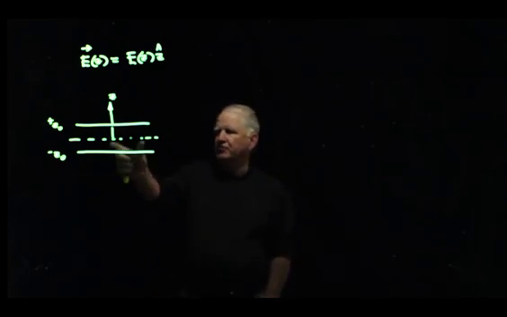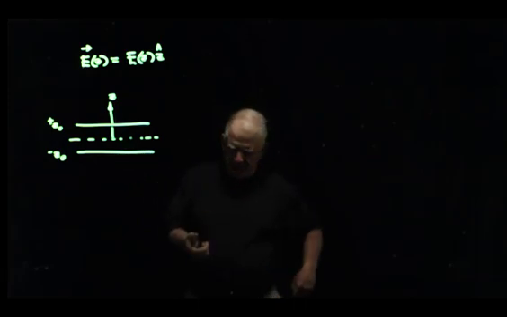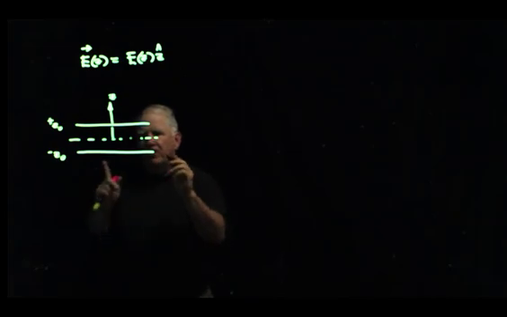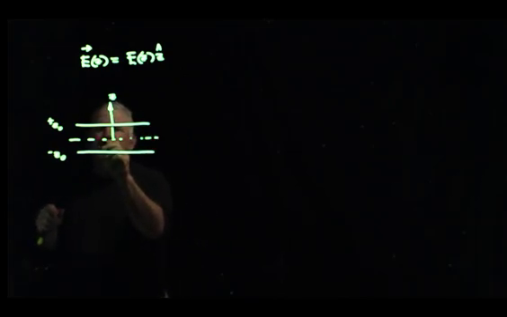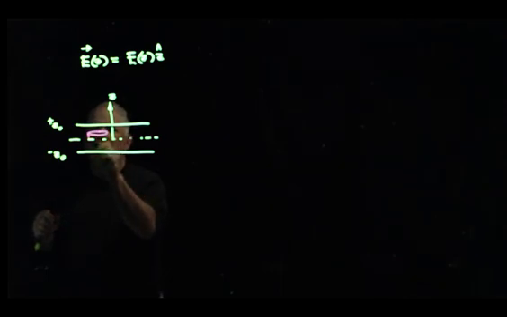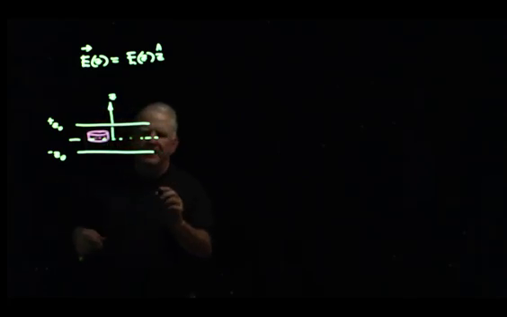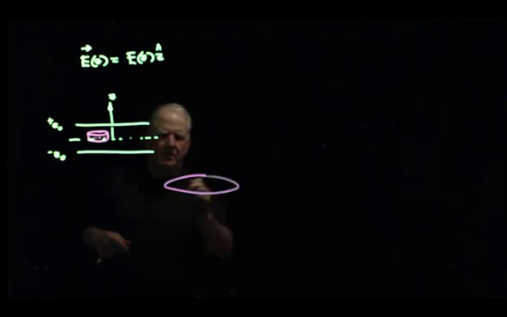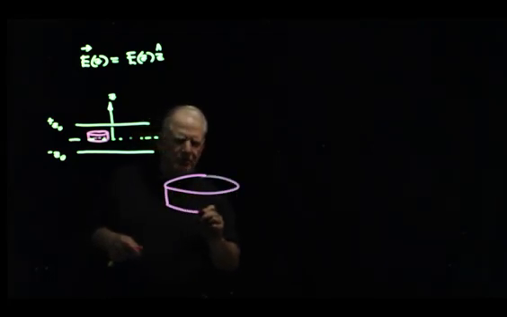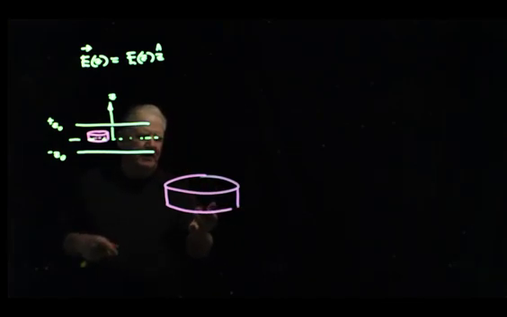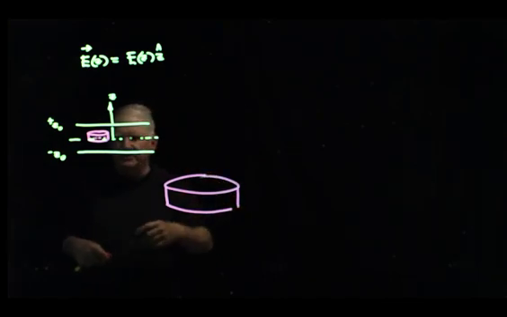This problem asks for the field interior to the slab and the field exterior to the slab. So for the field interior, I'm going to draw what I've called a Gaussian pillbox. And I'll draw it right here. It's a little small, so let me pull that out and look at a bigger version of it now. So there's the Gaussian pillbox. It's got a circular cap on the top and the bottom, and then lateral sides around it.